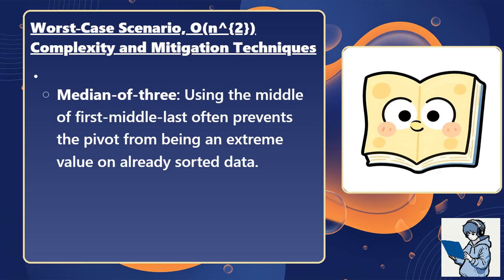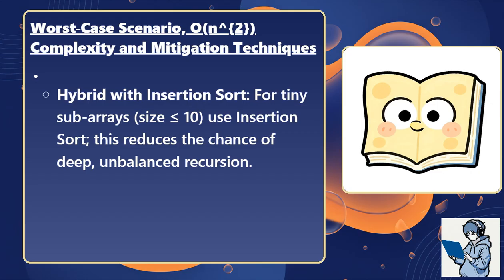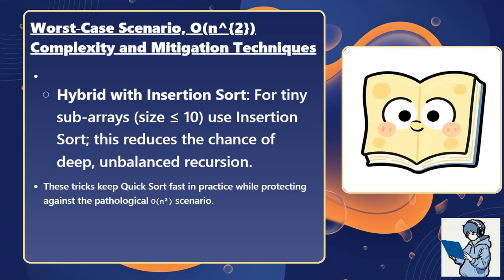already sorted data. Intro sort: start with quicksort, but if the recursion depth exceeds 2 times log base 2 of n, switch to heap sort, which guarantees O(n log n) worst case. Hybrid with insertion sort: for tiny subarrays of size less than or equal to 10, use insertion sort. This reduces the chance of deep, unbalanced recursion. These tricks keep quicksort fast in practice, while protecting against the pathological O(n²) scenario.